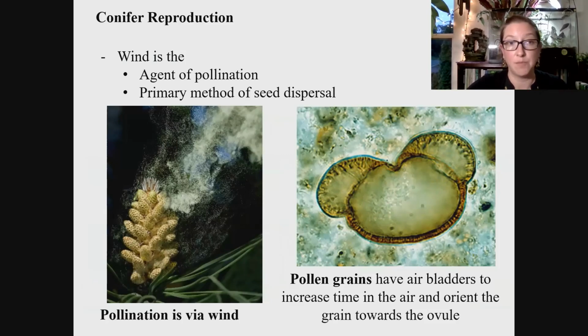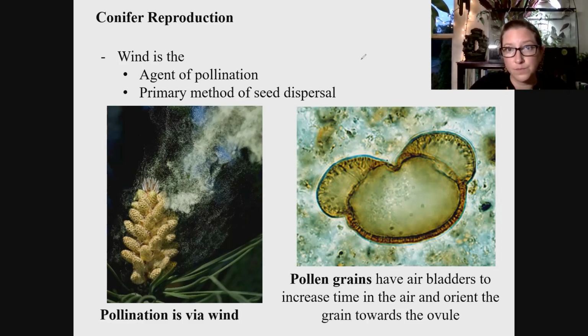As I said, the pollen is brought to the ovule via wind. It's the primary method of seed dispersal as well. So wind makes the pollen go to the ovule. Wind also makes the seeds leave the cones. On the left here, you see pollen leaving the strobili. And on the right here, you see a pollen grain. That is a conifer pollen grain. And notice they have these little air bladders.